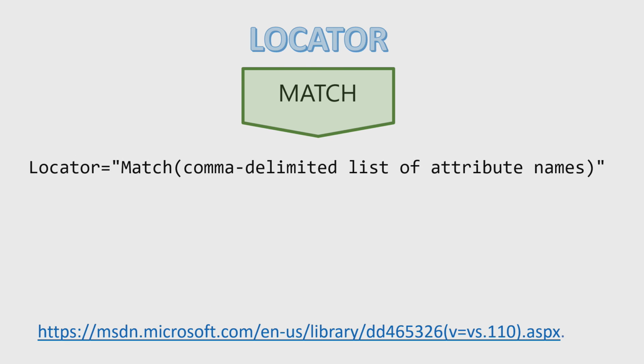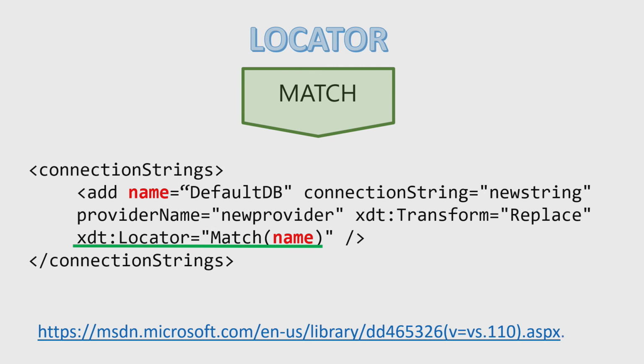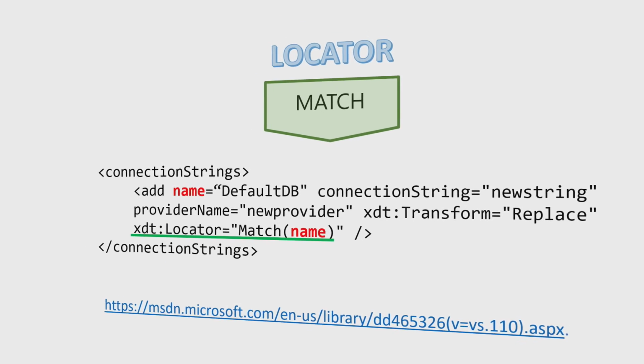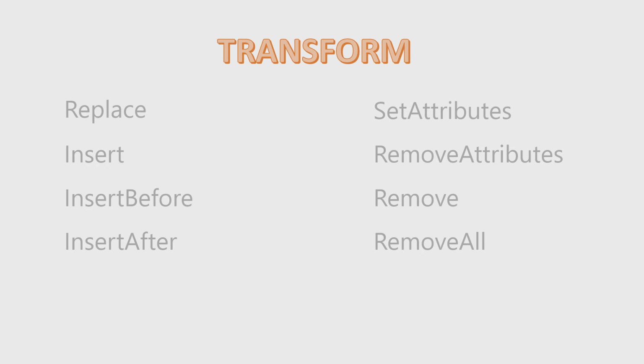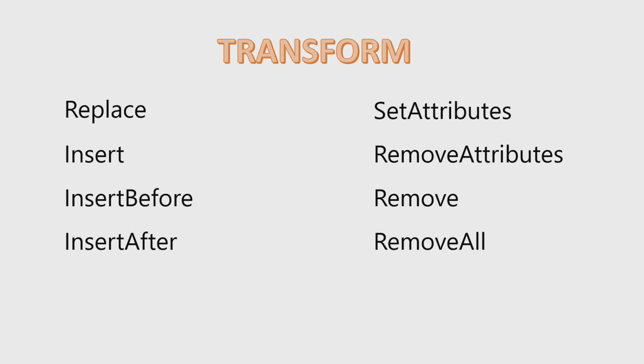The match locator accepts a comma-delimited list of attribute names. The match locator will identify a matching node based upon the value of the name attribute. The transform engine will locate a matching XML node in the web config file with a name of defaultDB. Next, let's examine the transform attributes. There are eight possible transform types. Let's look at two of the most common: replace and set attributes.